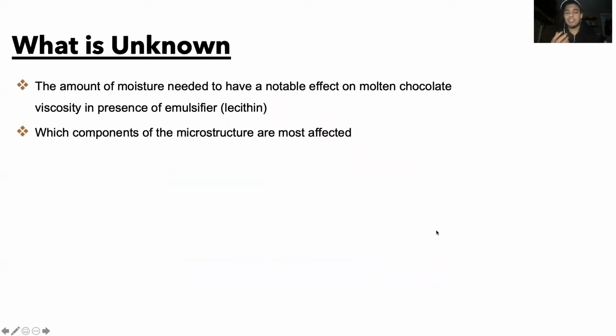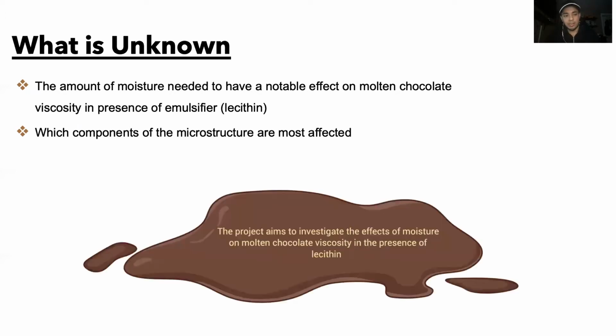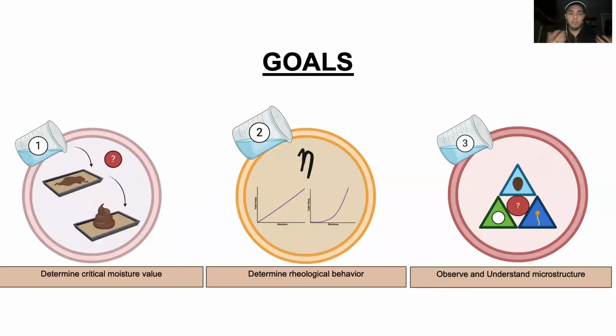Now, it's not exactly known how much moisture is needed to go from one point to the other. And it's not necessarily known specifically if we have that emulsifier lecithin, which seeks to counteract that high friction effect. It's also not really known which components themselves are most affected. Is it the sugar? Is it the emulsifier? Is it cocoa butter? Is it cocoa particles? And so this is essentially what my project seeks to understand. It aims to investigate what the effects of moisture are on molten chocolate viscosity when this lecithin emulsifier spacer is available.